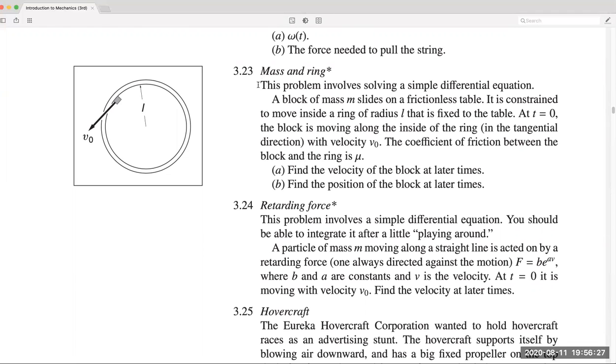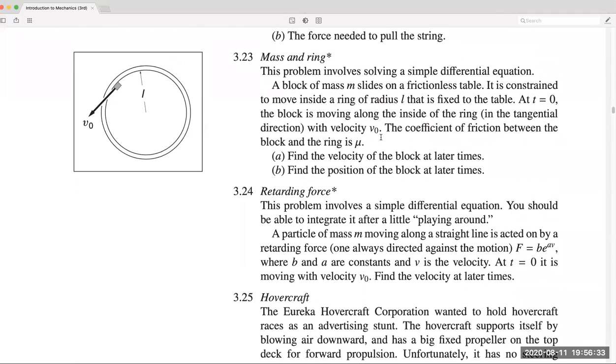Okay, this one is a horizontal circle. This is a horizontal circle. So may you try to write down the ODE first, and then we can solve it together. So it's your turn to do this question.